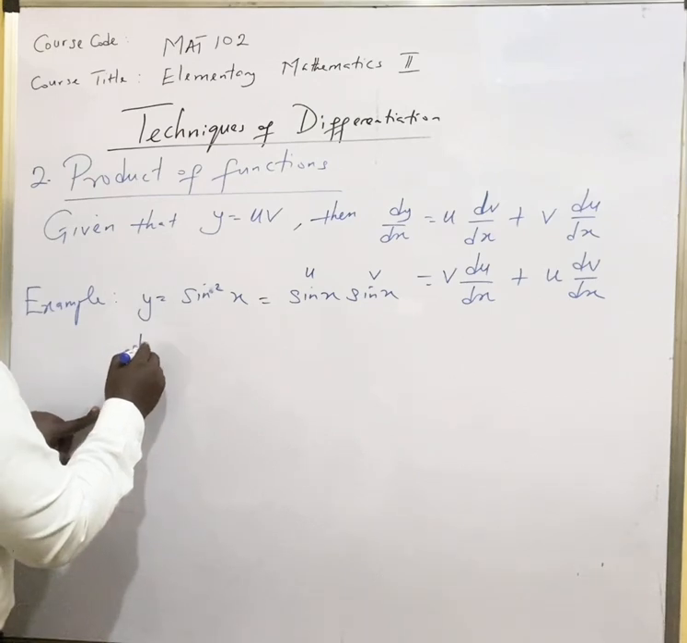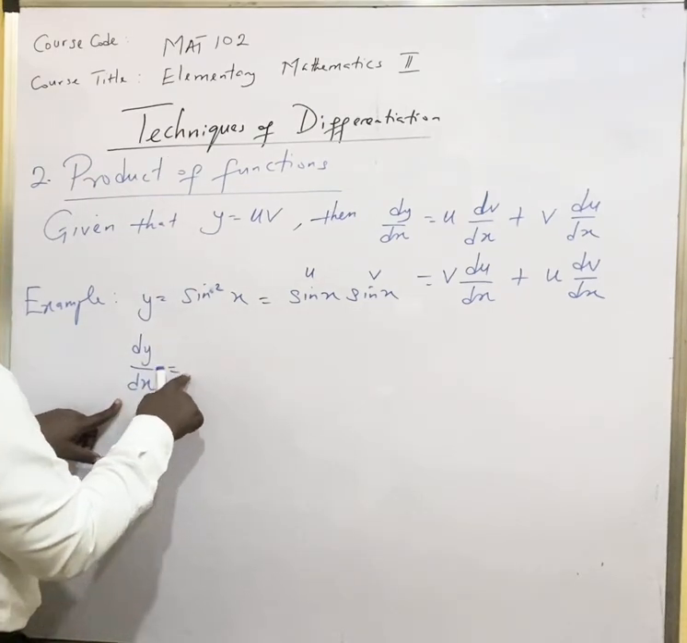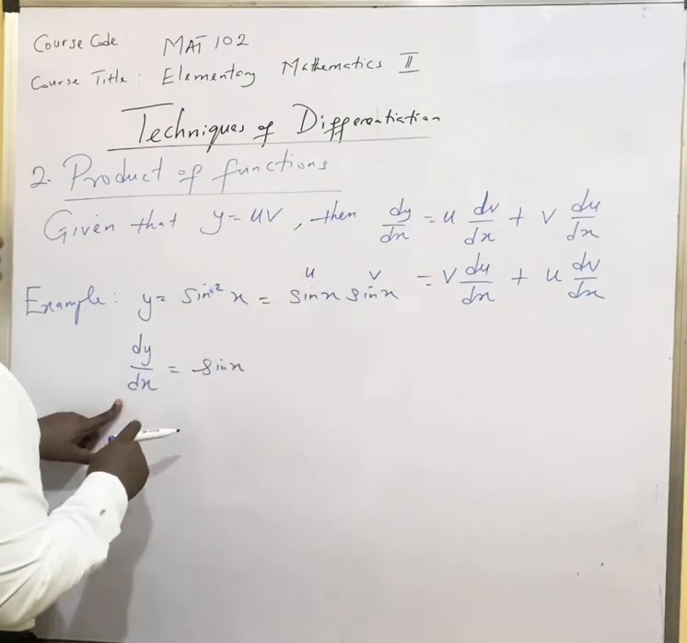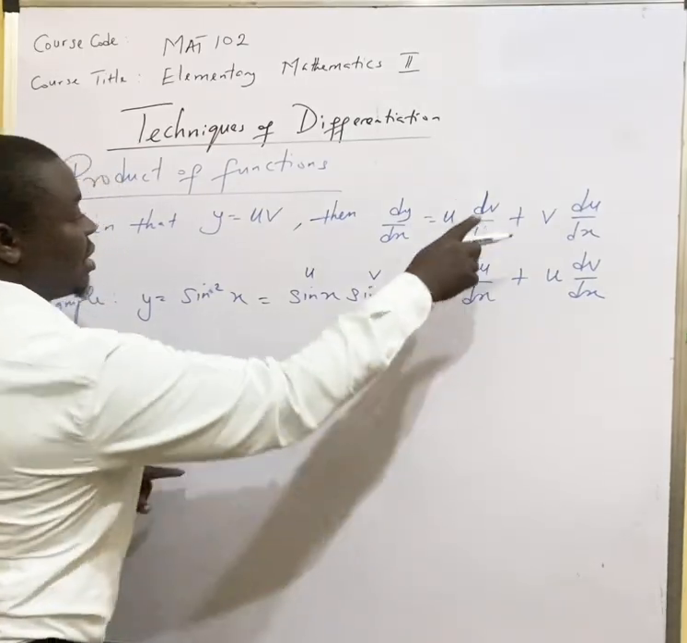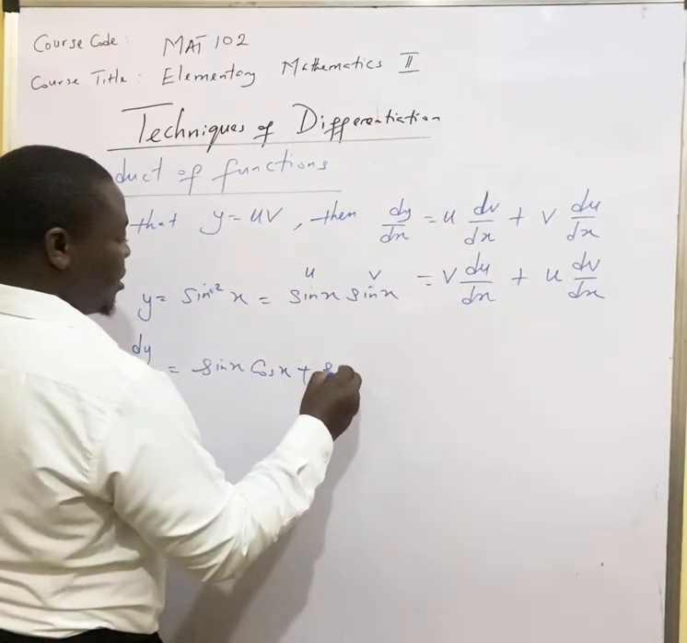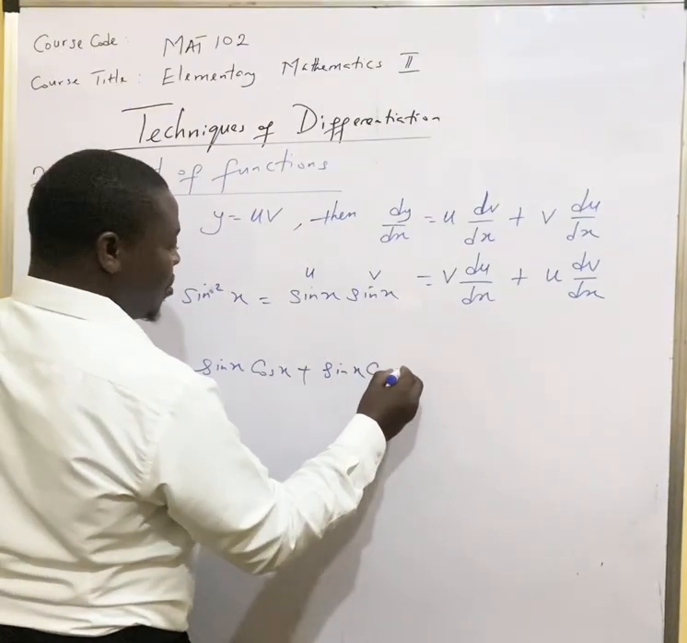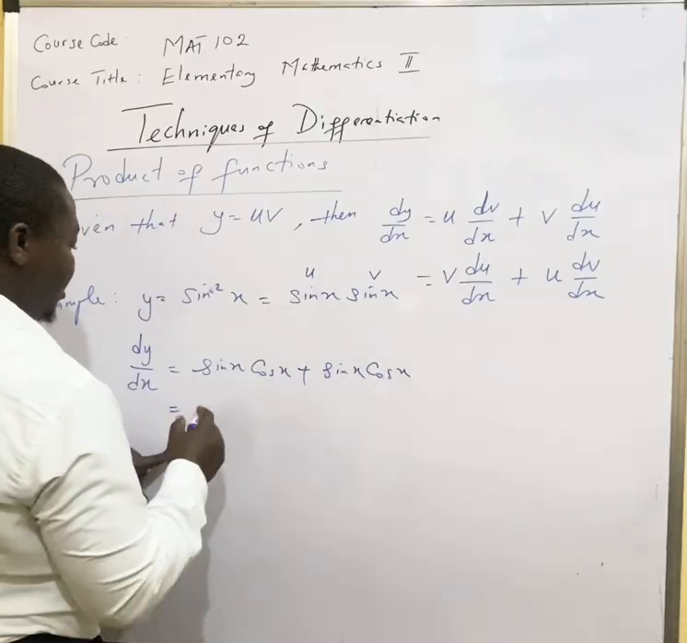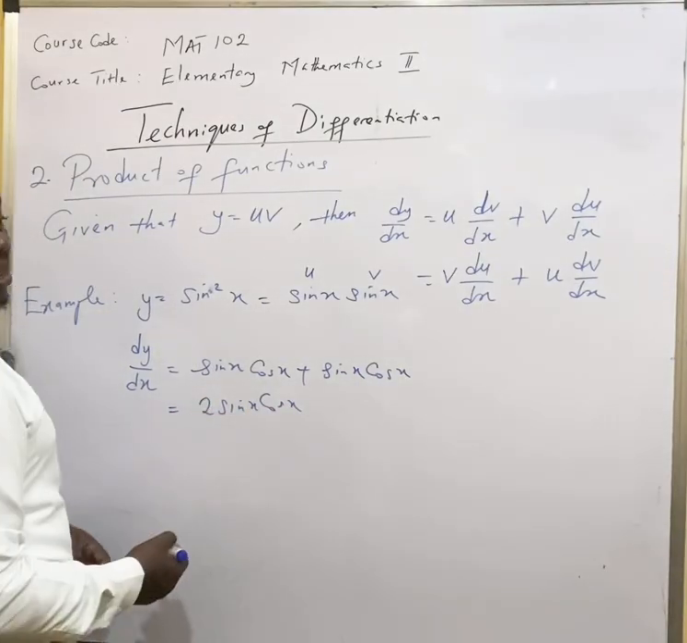The product rule says that dy/dx is equal to keep u, which is sine x, differentiate v. If you differentiate sine x, we have cos x, plus keep v, which is also sine x, and differentiate u. U is sine x, differentiate that, you have cos x. So clearly, if you add this together, this will give you sine x cos x plus sine x cos x, and that will give you 2 sine x cos x, which is the same thing as the result we obtained earlier.